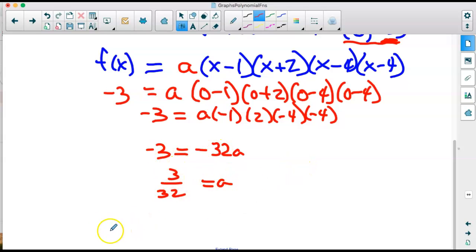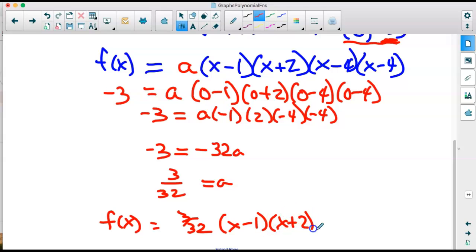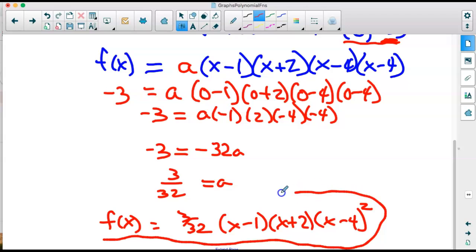So our function here is going to be 3 over 32 times x minus 1 times x plus 2 times x minus 4, and we can shorten that up by putting a square on it. So this is our function that relates to that. Now if we wanted to know the actual polynomial function, we would have to multiply all of this out and then multiply it by 3 over 32. And that's how that would be found.